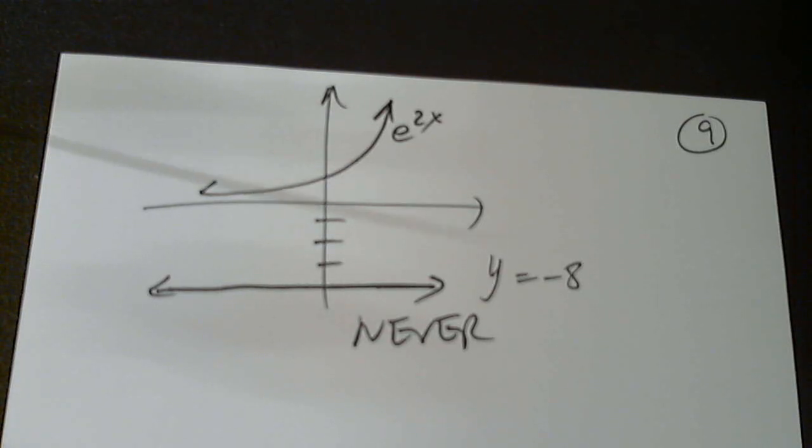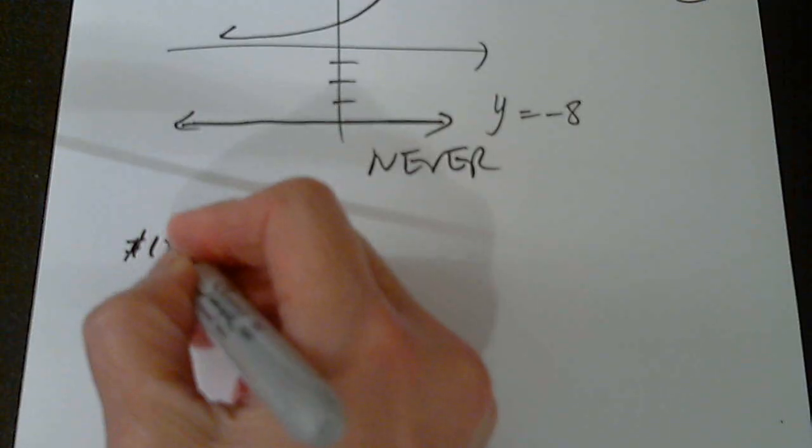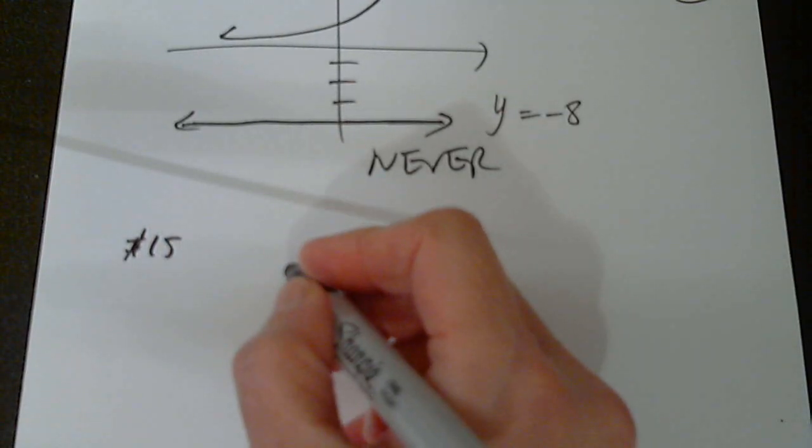Good. Good. Anything else? When it comes to exponential equations, or any other topic. 15. Yeah, which one? 15. Let's look at 15. 15 is always an easy situation.